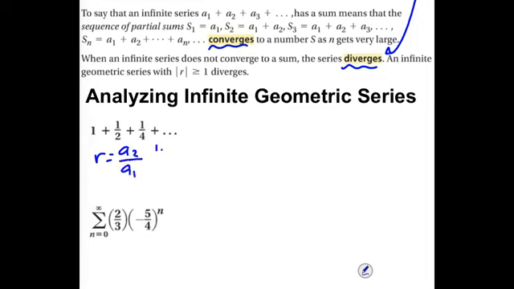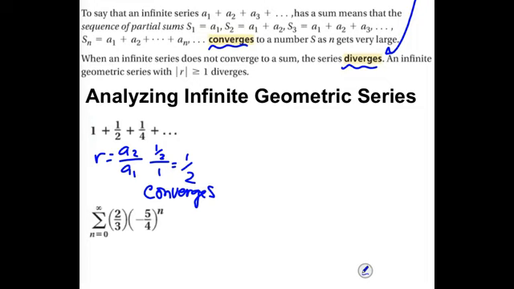In this case, 1/2 divided by 1. And our fraction's fairly obvious. You looked at that and could tell we were multiplying by 1/2. But it won't always be that obvious, so just remember that you can divide the second term by the first term to figure it out. Since R is something between -1 and +1, we would say this converges, and we are able to find the sum.